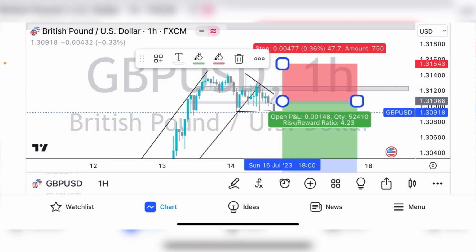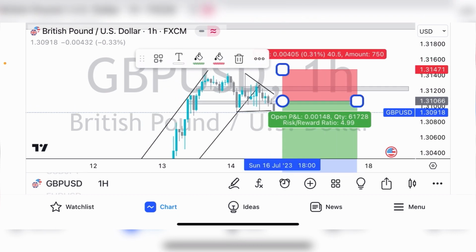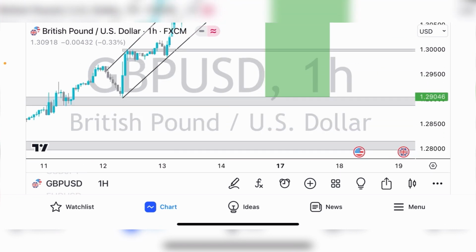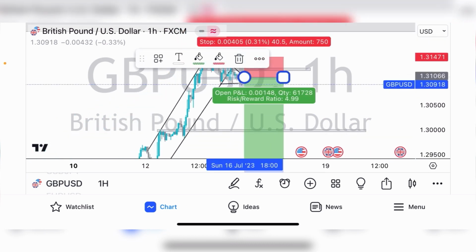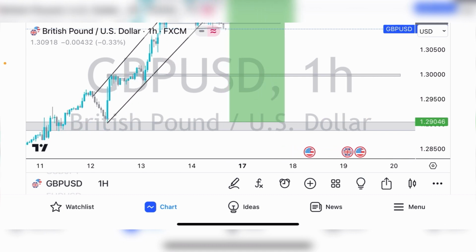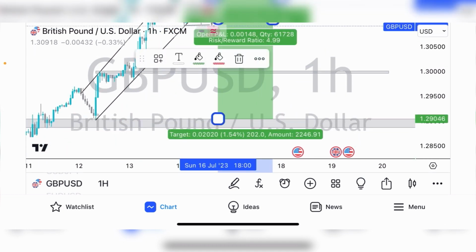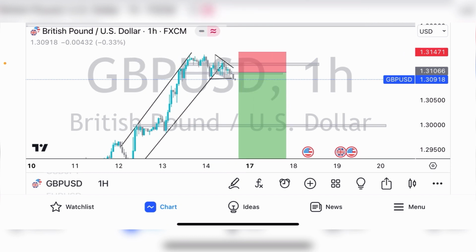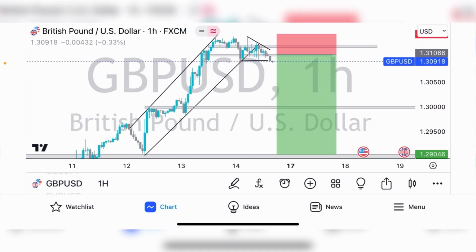And our stop loss we have to put it above there, which is only 40 pips. We're losing only 40 pips to gain like 202 pips. Our risk to reward ratio is 4.99, so that's a good risk to reward ratio, and we are looking to gain a fair enough percentage, because we are gaining like 1.54% while we are only losing 0.31%. So this is another good trade on the GBPJPY.